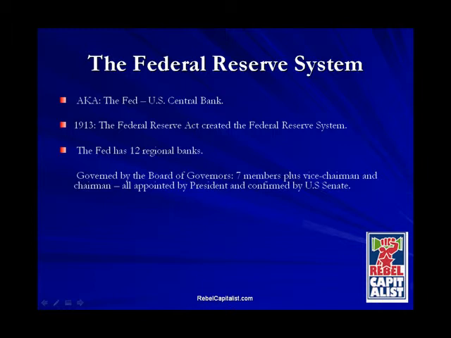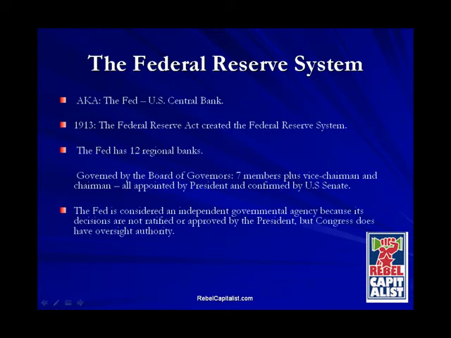The Fed is governed by a Board of Governors, which has 7 members, plus a vice chairman and a chairman. They're all appointed by the president and confirmed by the Senate. Now, the Fed is considered an independent governmental agency because its decisions are not ratified or approved by the president. But on paper, and I stress on paper, via federal law, Congress does have oversight authority.